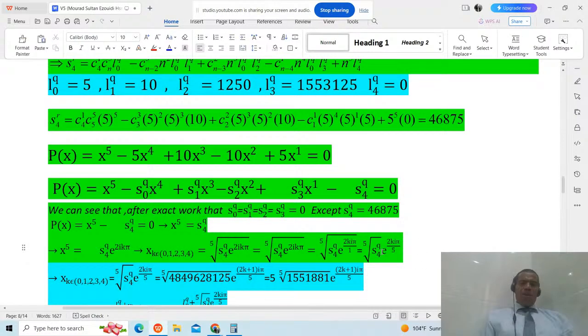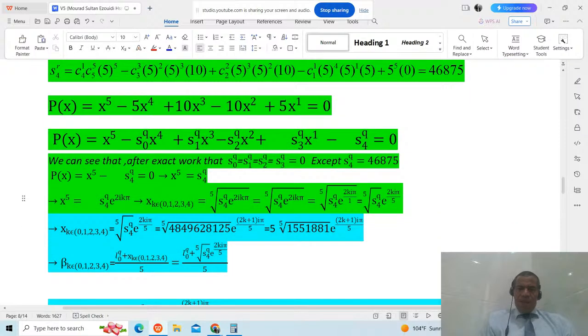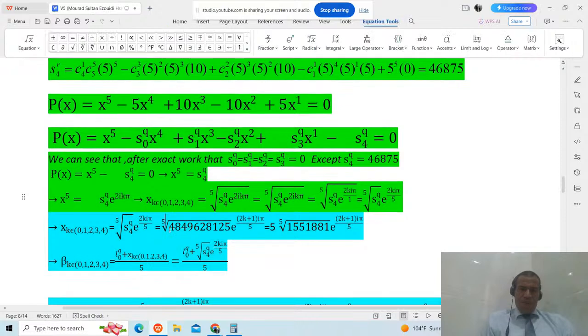Fifth root of 4 times exponential of kiπ over 5. Therefore, you can note that this one is positive, this 4 is positive k. I will just write now 4 here: 4, 6, 4, 6, 8, 7, 5.